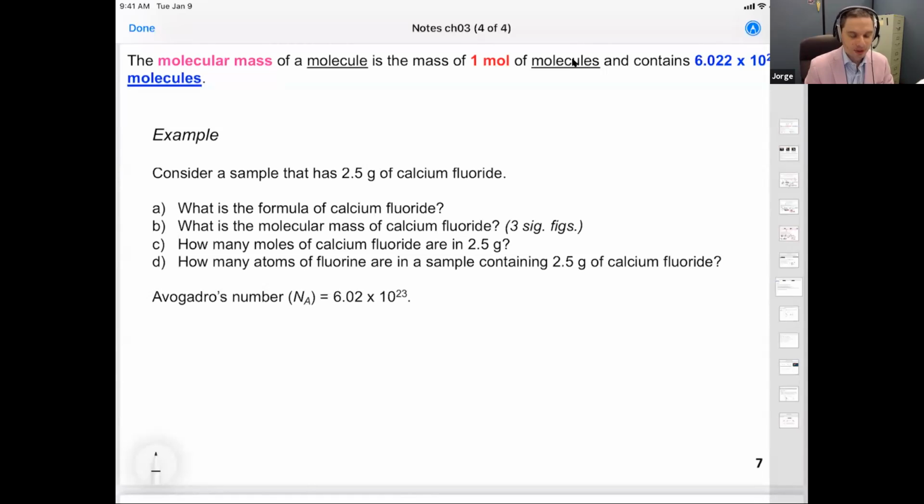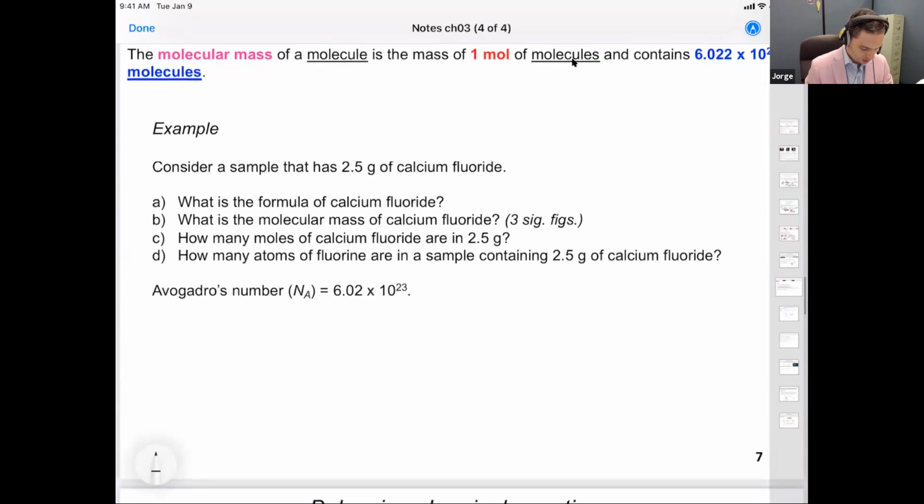All right, so let's see what you got here. Okay, so the example here is saying, consider a sample that has 2.5 grams of calcium fluoride. Item A, what is the formula of calcium fluoride?